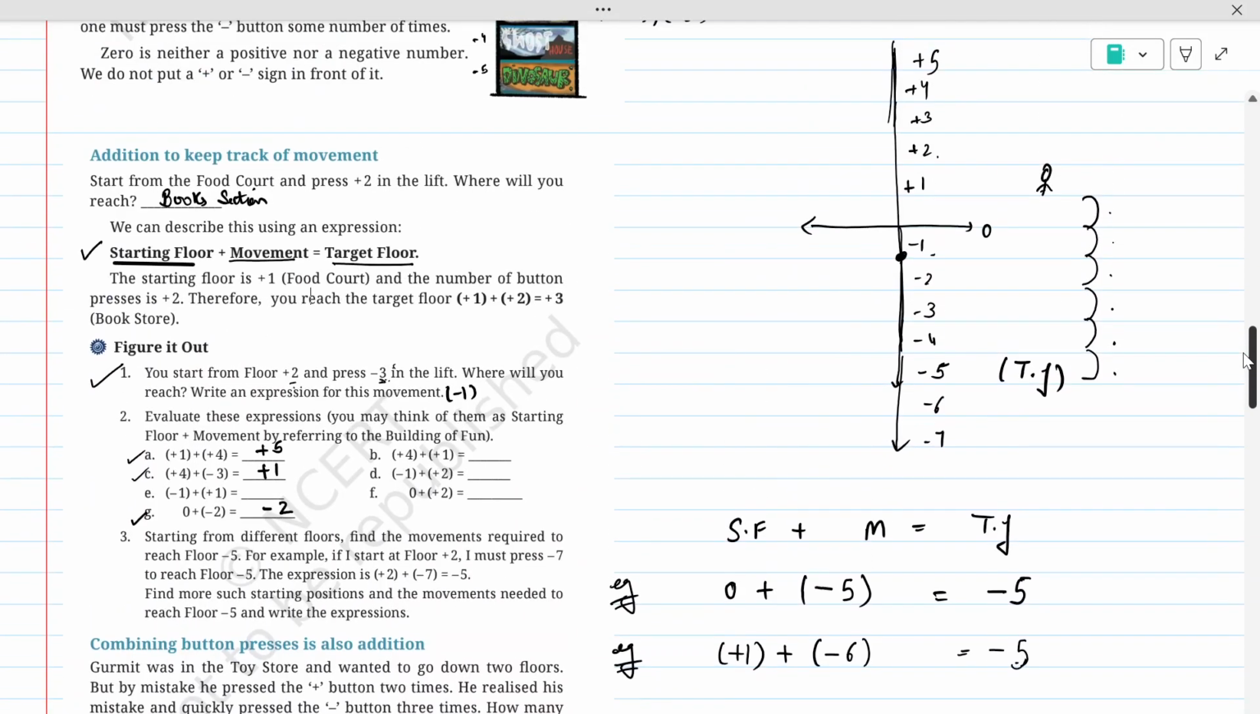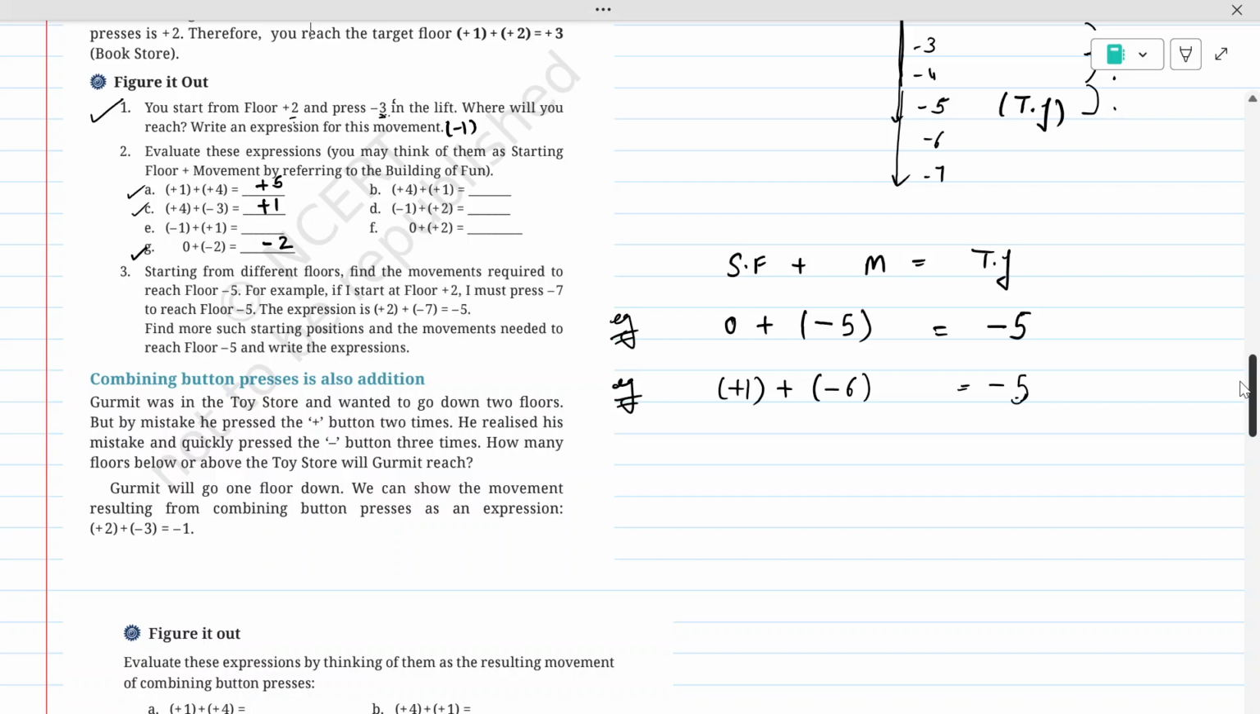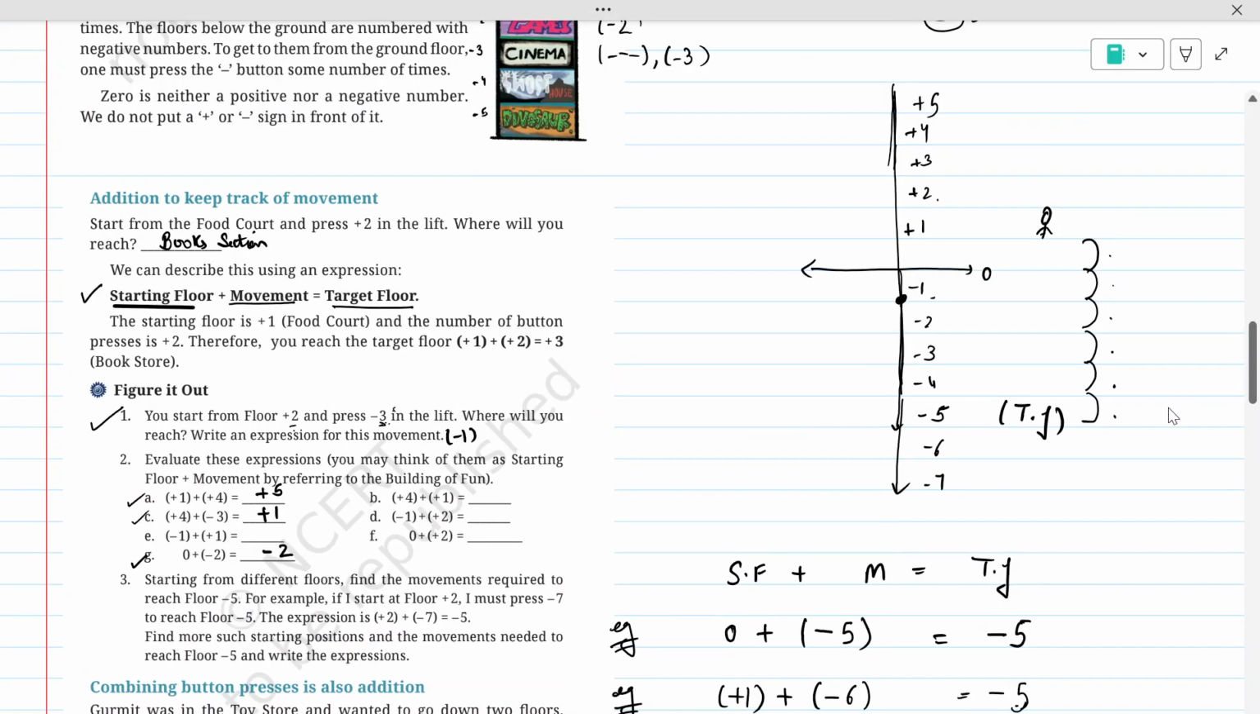Now I'll start with the next example in the next class, but you do understand, practice this properly and try to do all these homework questions. Okay, and also try to do part 3. Try to find one more example in the third question, and write down its expression.